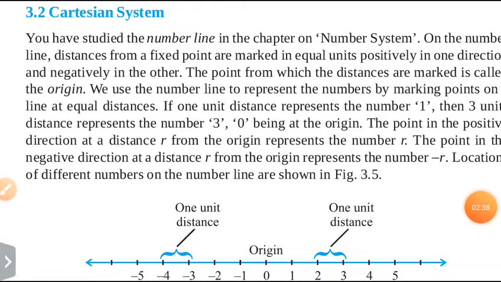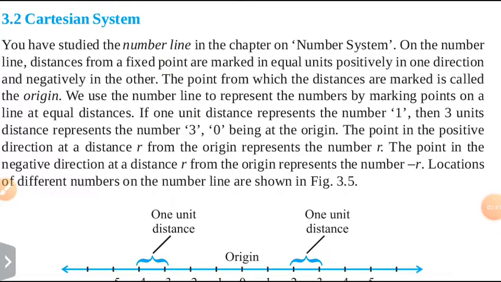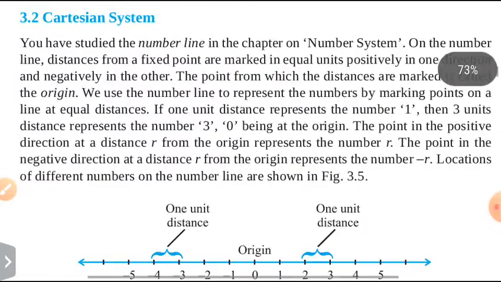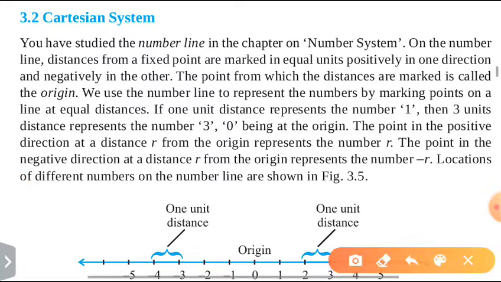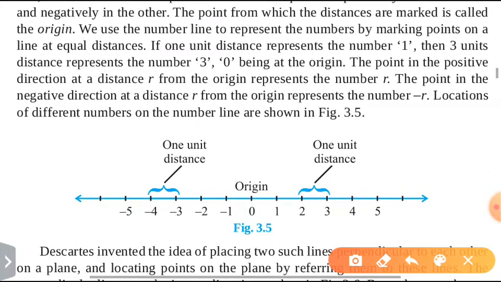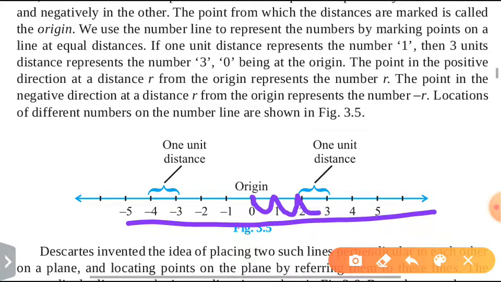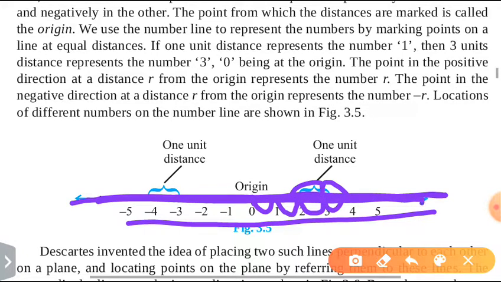First I will tell you some basic concepts about coordinate geometry. So this is the Cartesian system. In the Cartesian system, everybody is aware of the number line. On this number line, this is called the origin, located at a fixed point, and these are the unit distances. This is a single line, that means there is only one horizontal line.